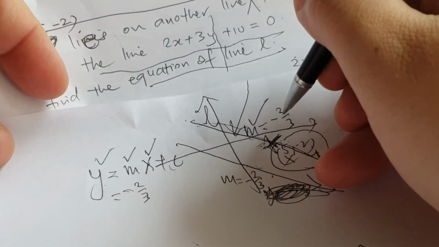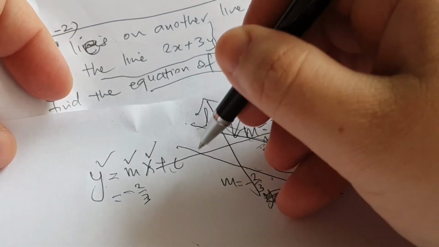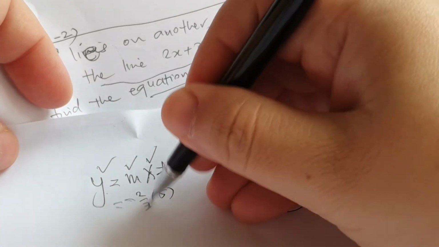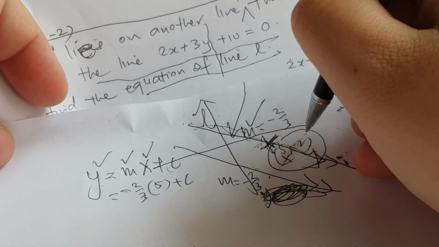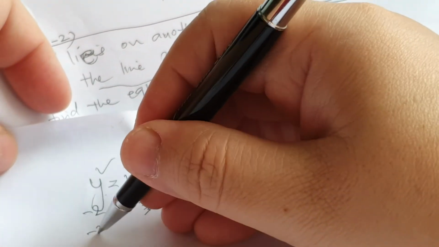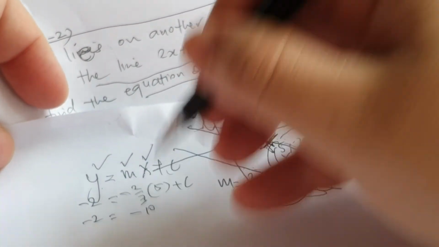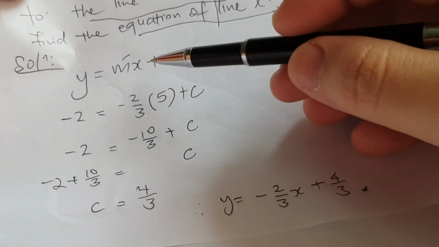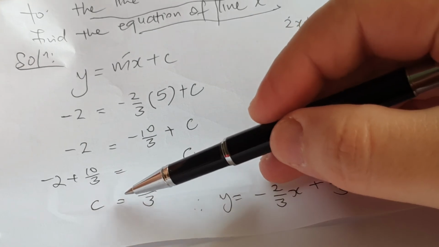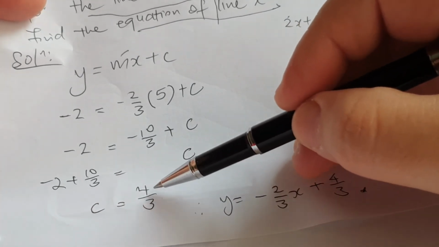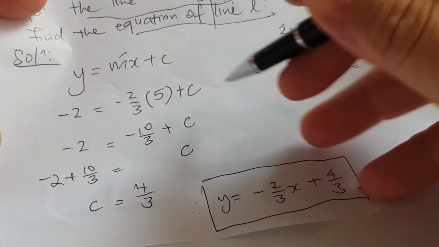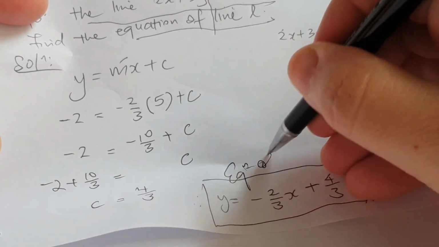Now, what do we do? This is minus 2. Where's x? 5, plus c. And then minus 2 is here. So it's minus 10. Actually I worked it out already here. So you sub in, and then you get c like that, right? Hey, this is not the end. The end is this one. This is what they want, because this is the equation of the straight line.